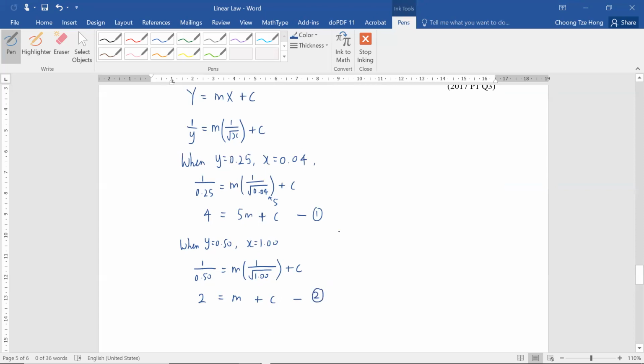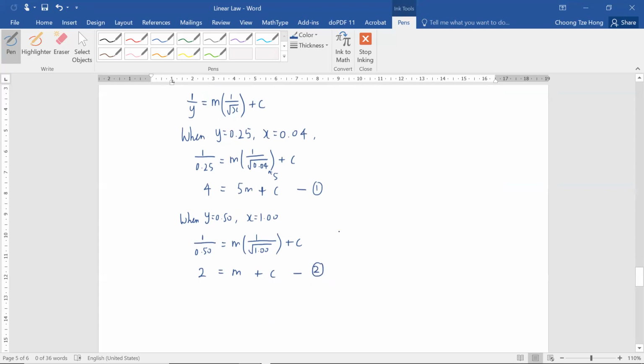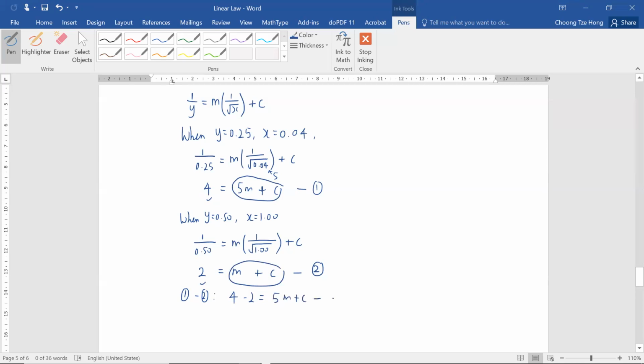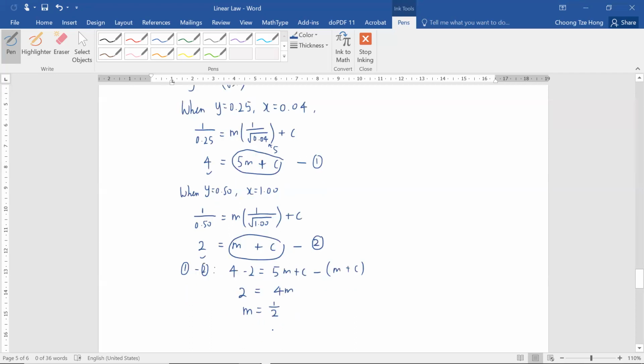Judging from this, I think we can use the elimination method. Equation 1 minus equation 2. Left hand side minus left hand side, so you have 4 minus 2. Right hand side minus right hand side, so you have 5m plus c minus m plus c. That will give us 2 equals 4m, so m equals half.